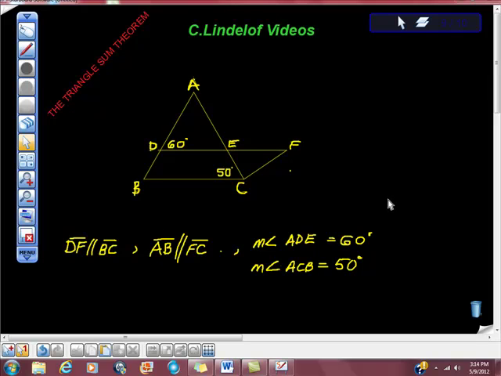Okay, the triangle sum theorem. Wow. So this is what they give us here, and these are some facts that I guess will help us.